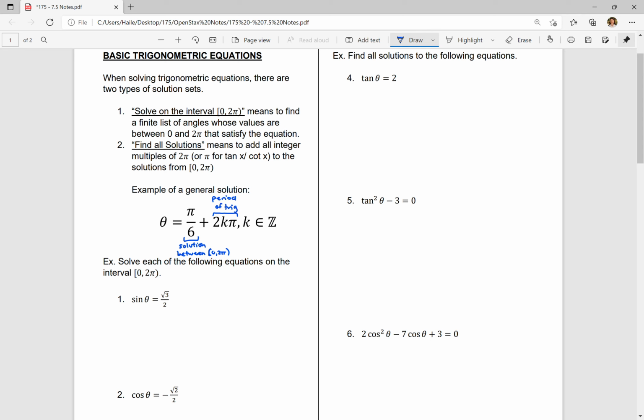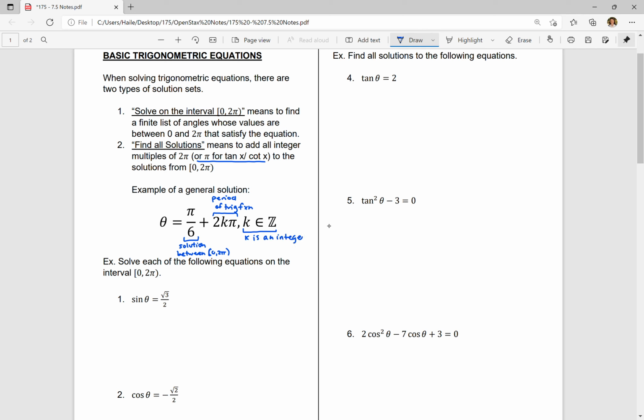So for sine and cosine, you'll use 2 pi. For tangent, you'll use pi. So I have that written up here. Tangent and cotangent, you'll use pi times k. For sine and cosine, secant and cosecant, you'll use 2k times pi, or 2 pi times k. And then this funny little bit over here is just symbols for k is an integer.